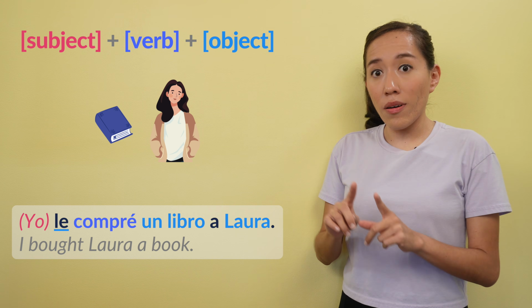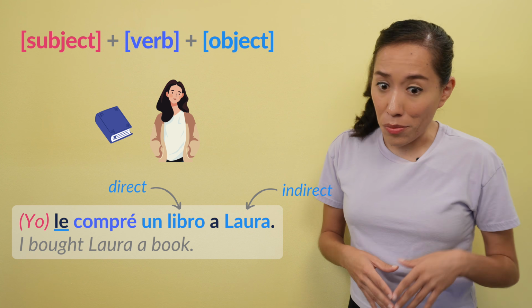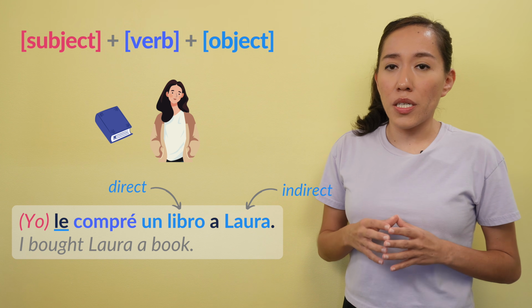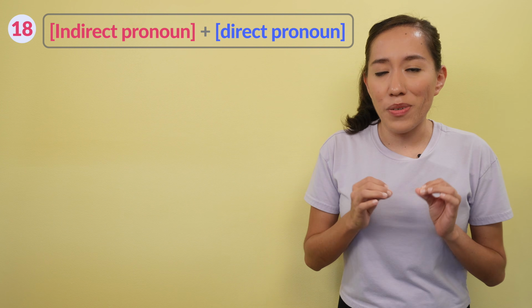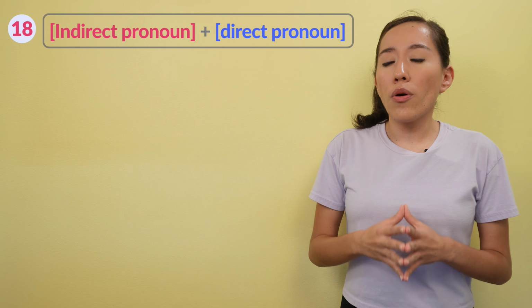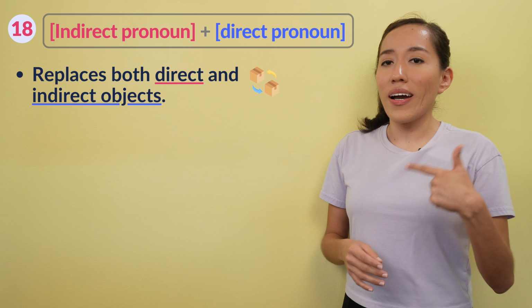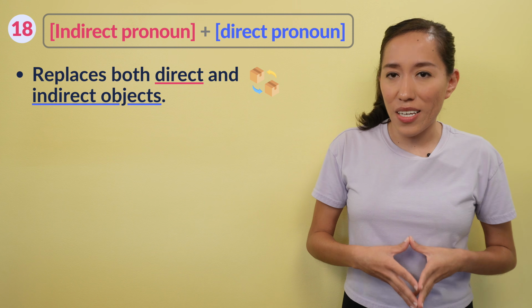En fórmulas anteriores aprendimos que muchas oraciones en español tienen un sujeto, un verbo y un objeto. For example, le compré un libro a Laura. There's nothing wrong with these sentences, but if the context is clear, we want to make our speech more efficient. La fórmula 18 es perfecta para esto porque nos ayuda a reemplazar el objeto directo e indirecto de la oración.